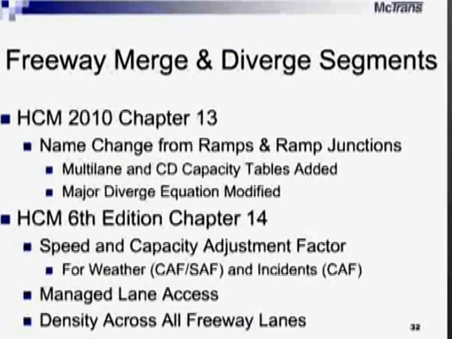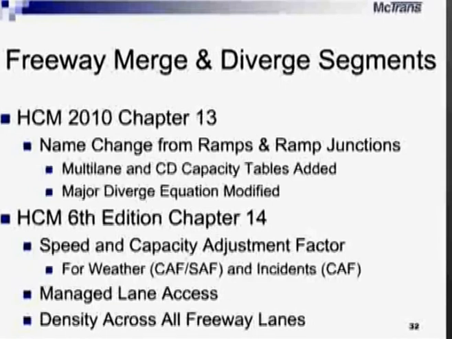Merge and diverge. In the 2010 manual, ironically, the name of the chapter was changed, but almost nothing changed in the chapter. And in the 6th edition, not much changes here either. Again, to be consistent, capacity and speed are adjusted for weather, incidents, and driver population. There is one suggestion about managed lanes, and we added the ability to get density across all freeway lanes, even though density per level of service is within the influence area, which only includes 2 of the freeway lanes.